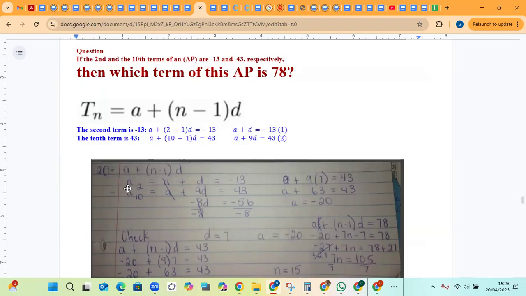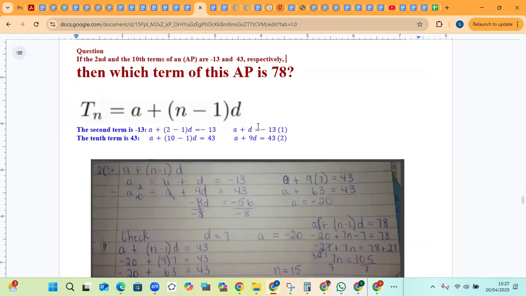Here it is done. We subtract because a subtract a is 0, to eliminate a. And we have 1 minus 9, which will give us negative 8, and negative 13 minus 43 will give us negative 56. And we divide by negative 8 on both sides, so negative 56 divided by negative 8 gives d is equal to 7. Now that we have d, we can easily solve for a.